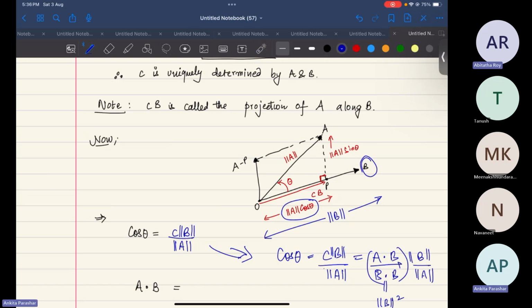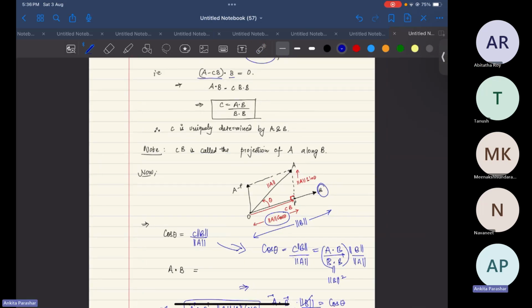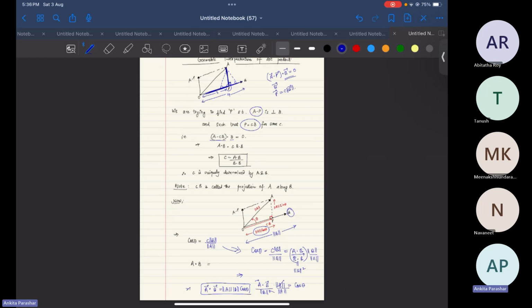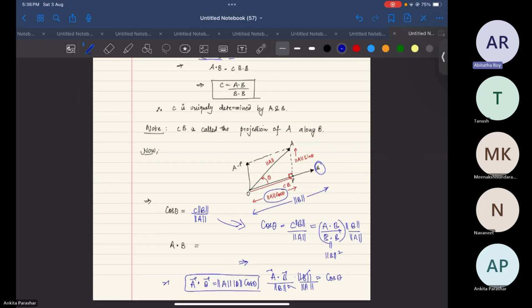I hope it is okay. So the dot product is nothing but the product of two lengths, where one vector we have to determine. This is nothing but the projection of vector A along the vector B. So A dot B would be the multiplication between two vectors, one of which is the projection of the first vector on the second vector, and the other is the second vector itself.